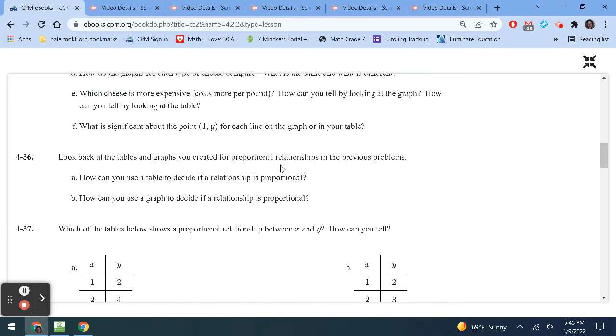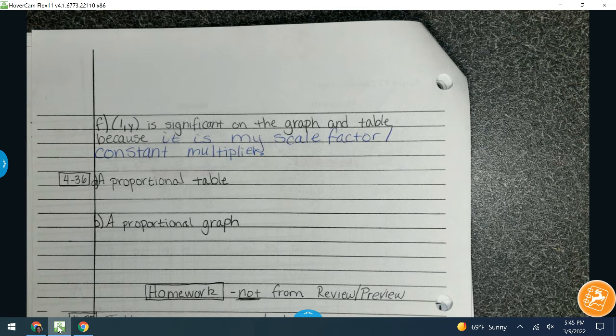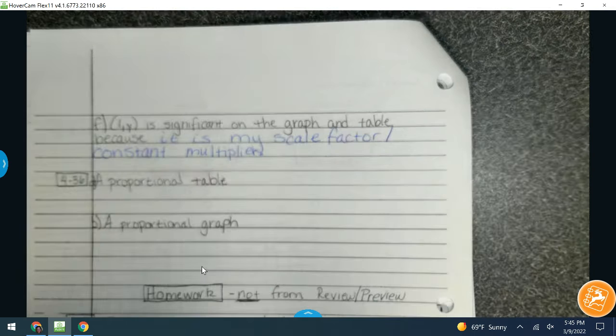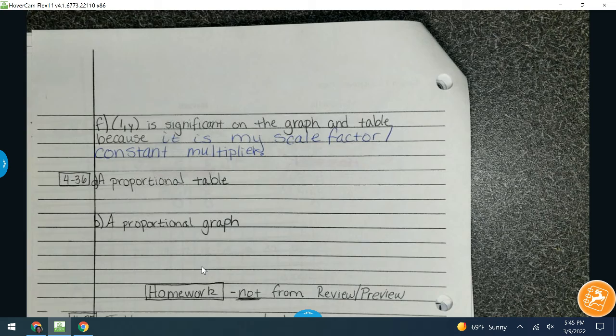So the last problem for this lesson is 4-36. It says, look back at the tables and graph that you created for relationships in the previous problem. How can we use a table to decide if a relationship is proportional? So I have two rules for a table, or for a proportional relationship. I have two rules. My first rule is that we have a constant multiplier.